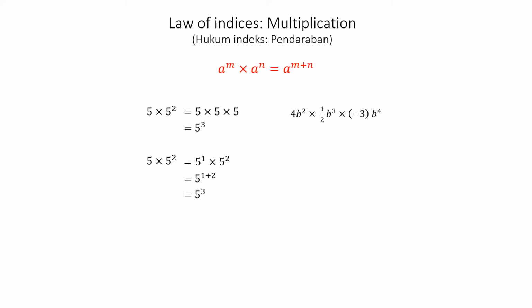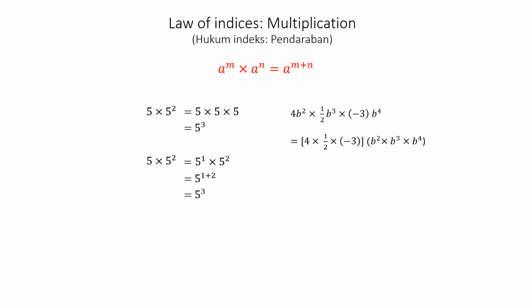So look at the example. The first step to do this is grouping. You have to group the numbers together and the terms with the same base together. So group the numbers together, which are 4, 1 over 2 and negative 3. And for the terms with the same base, there's only one base here, b. You group it together. So b squared, b cubed, and b to the power of 4.